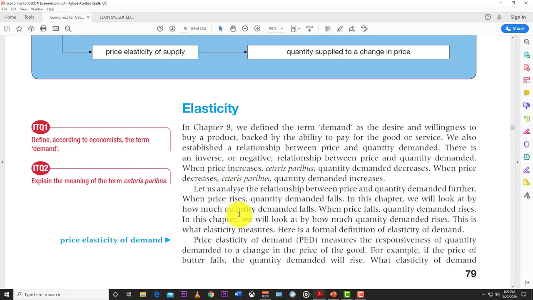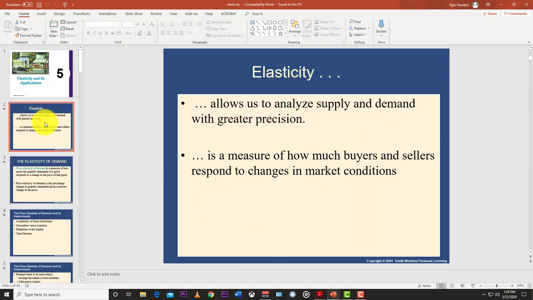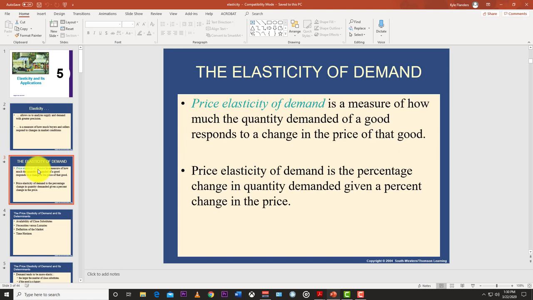So the first thing we're going to start with is the definition of price elasticity, or elasticity in general. What is elasticity? Elasticity is a measure of how much buyers and sellers respond to changes in market conditions. So elasticity is all about how buyers and sellers respond to changes in market conditions, whether the price goes up, your income goes up, goes down, whatever. So it's about the responsiveness of the buyers to certain market conditions. So we're going to start with the main one, which is price elasticity.